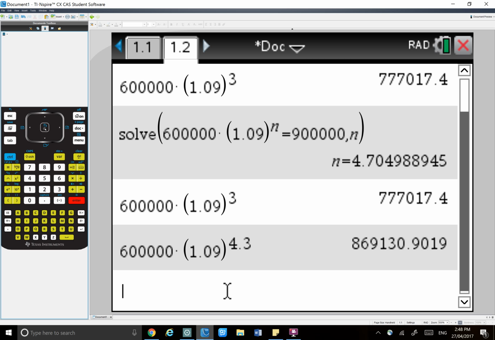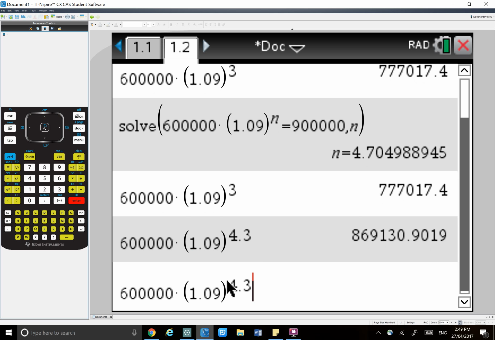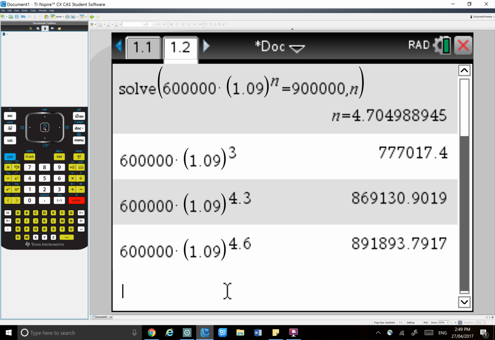So let's say we have 4.6. And to have 4.6, I have this value. And this value is less than that as well.